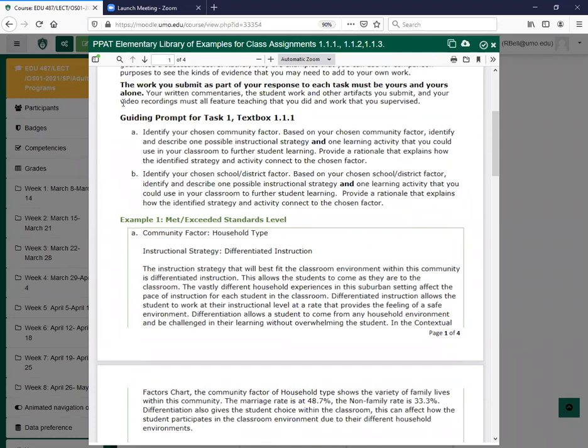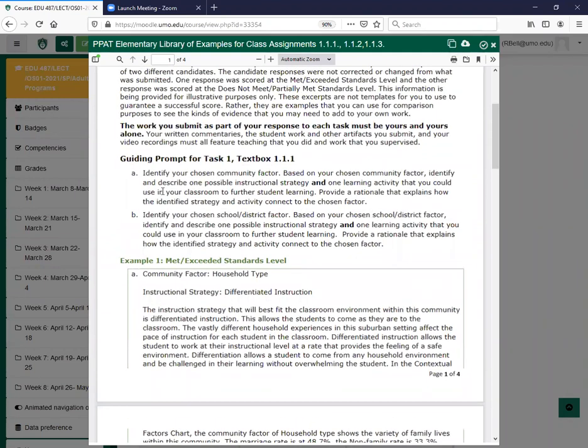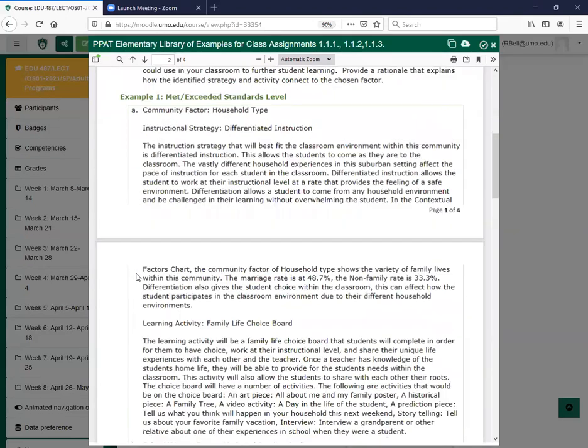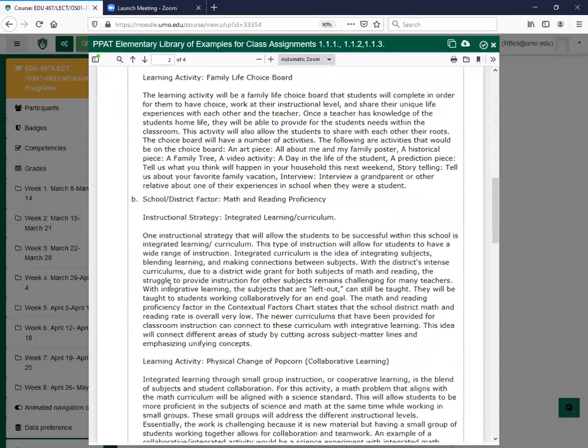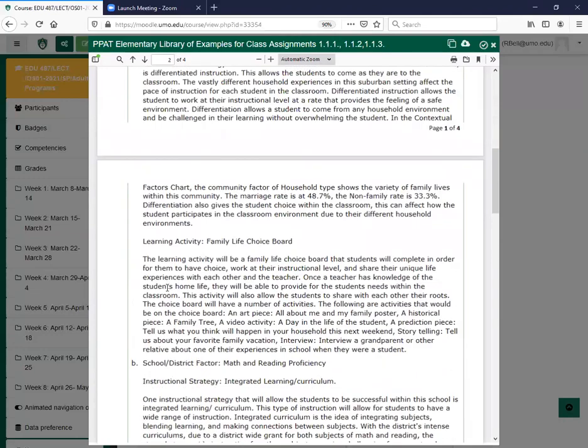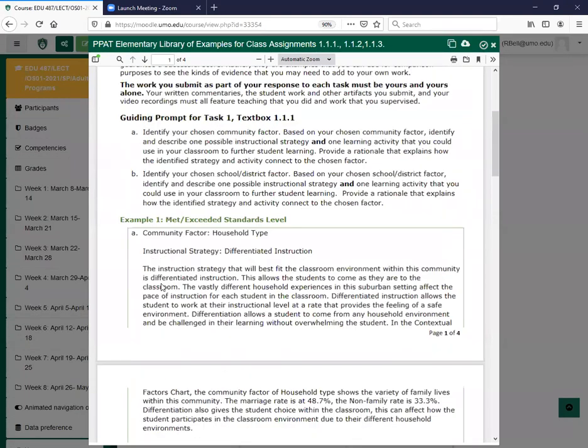I'll just repeat what I've said before. When you respond to the guiding prompts, when you're taking the PPAT, do as they've done. A is indicated here, and in the example it has A, and then of course you have B, so you can see it. That's easier for the people reading the responses. I also mentioned that you should go into the library of examples and pull an example relative to your area of assignment.